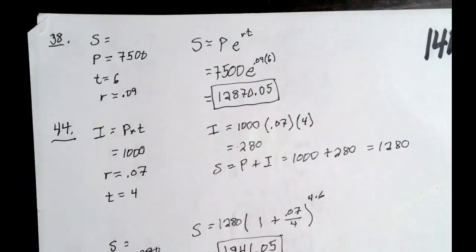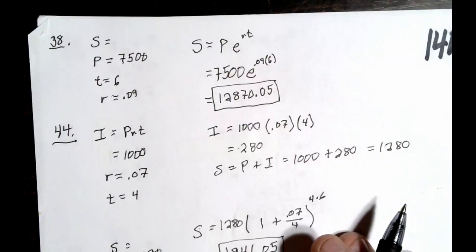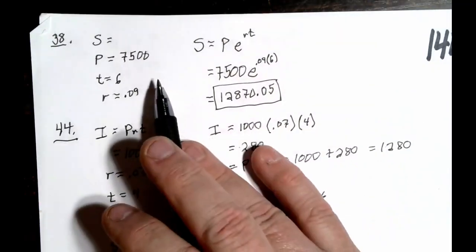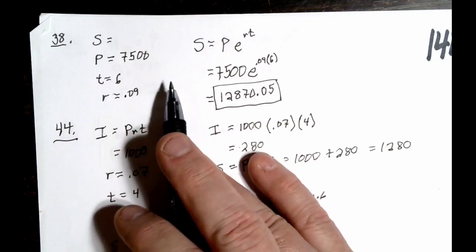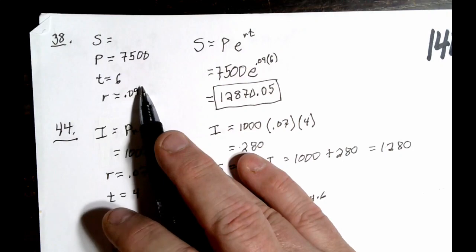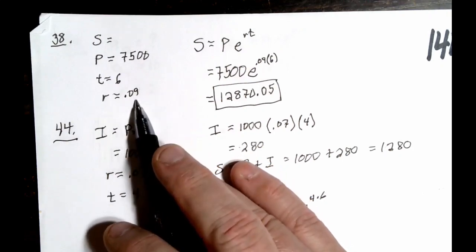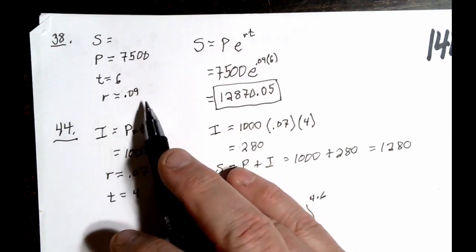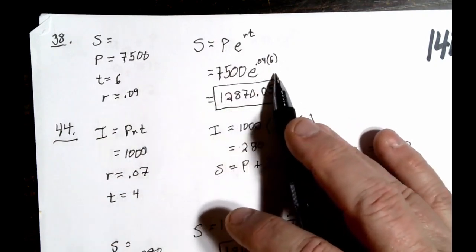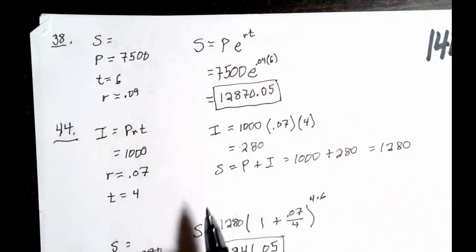38. 38 says to help her son buy a car on his 16th birthday, the boy's parents invest $7,500 on his 10th birthday. The investment pays 9%, compounded continuously. How much is available on his 16th birthday, or in other words, 6 years later? Plug in everything you know, crunch it down, and you get that much money.